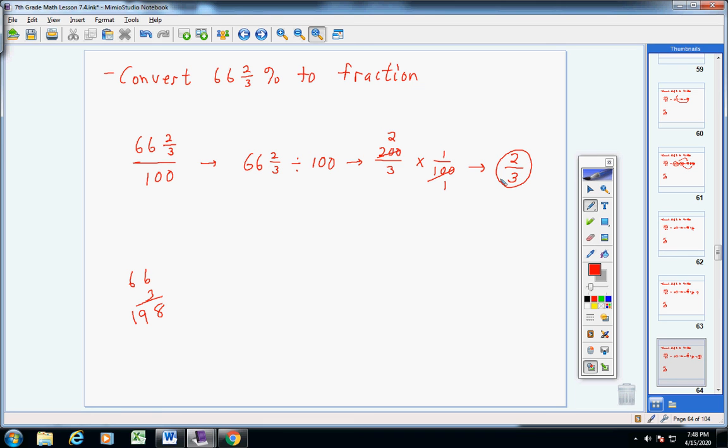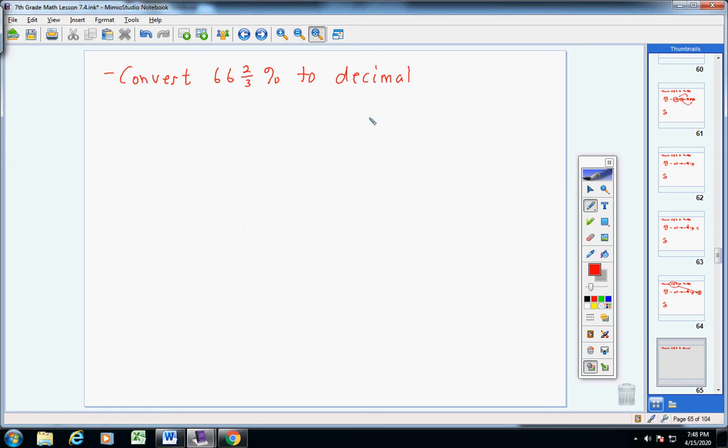Okay, there we go. We did it. We put this over 100 and we simplified. We're done. This right here, this percentage, is the exact same thing as this fraction right here. They are equivalent. Now, moving on. Now let's convert this to a decimal. Okay, now remember, when you go to convert a percentage to a decimal, you're going to move the decimal 2 places to the left.